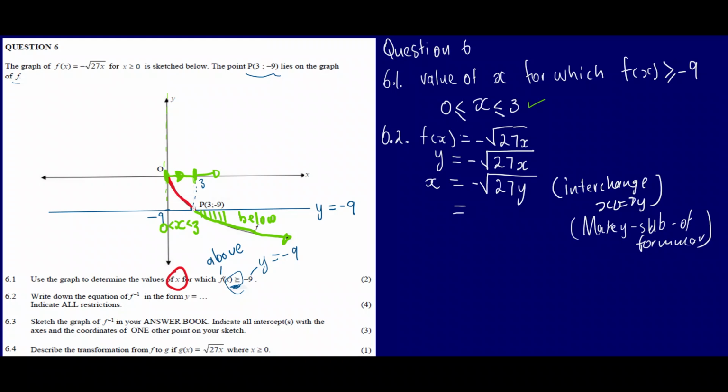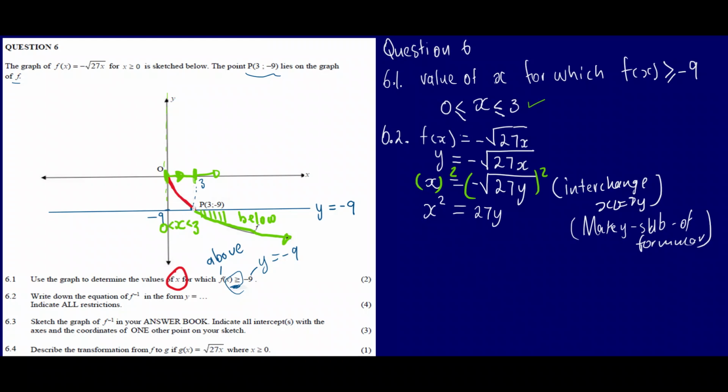We don't automatically involve logs, right? The logs were only there to make y the subject of the formula if your unknown variable was an exponent. So for this one, we're simply going to square both sides, because we want to get y isolated. Squaring both sides will give us x squared here, and then this would give us 27y.